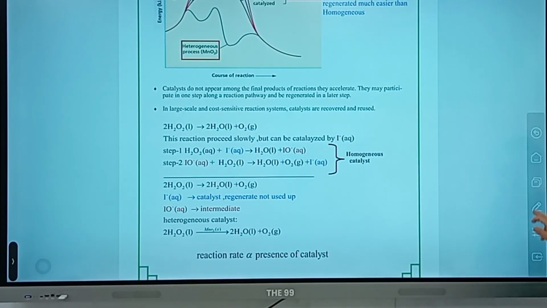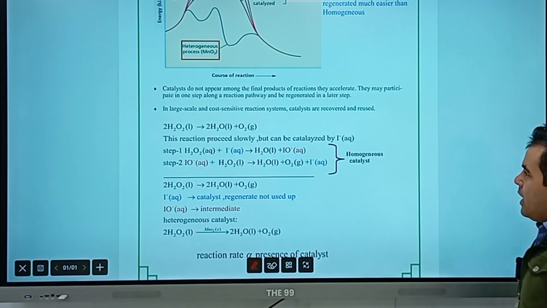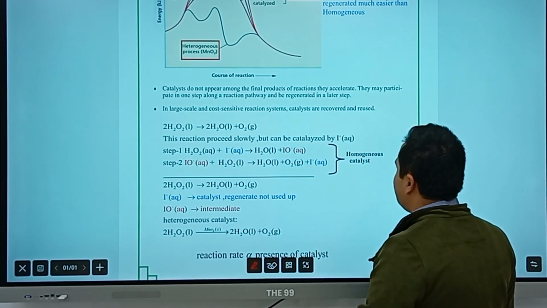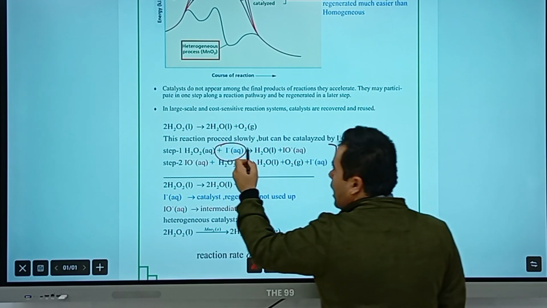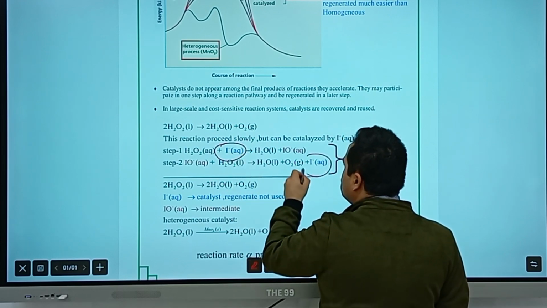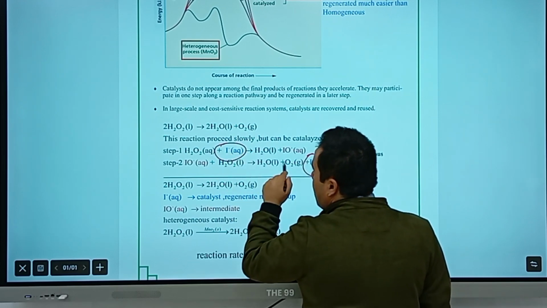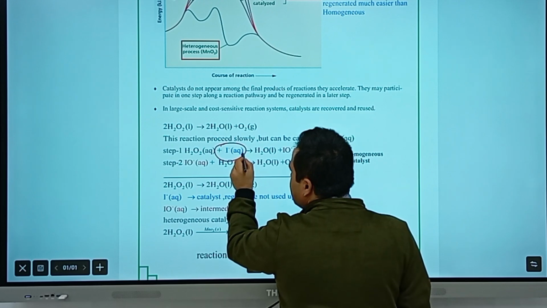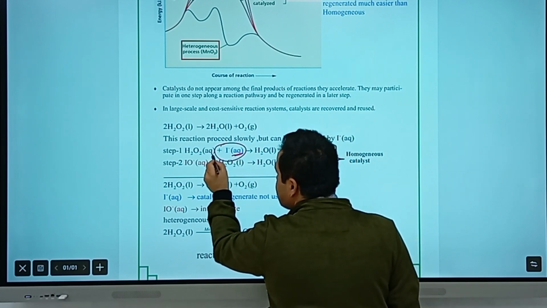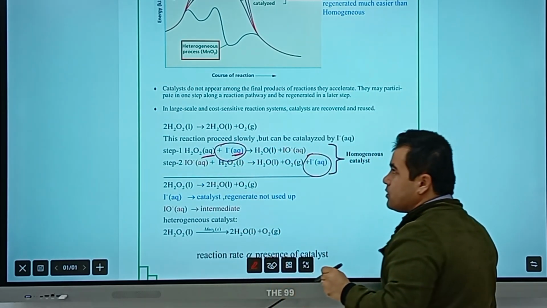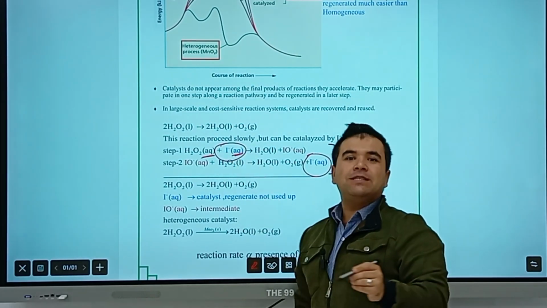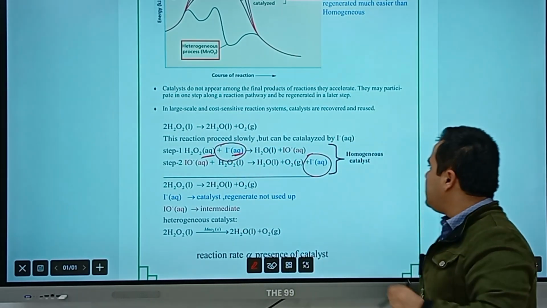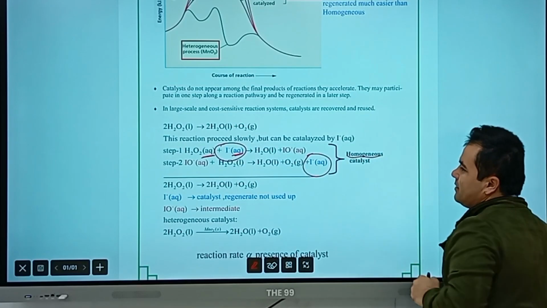Why? Because catalysts are both regenerated. Guys, an example of a homogeneous catalyst: here we have I negative. I negative is a homogeneous catalyst. Why is it a homogeneous catalyst? Because its phase is aqueous and the H2O2 is aqueous. So in this process, it has the same phase as the reactant. That's why it becomes a homogeneous catalyst.